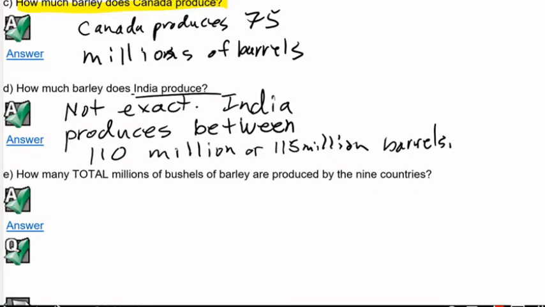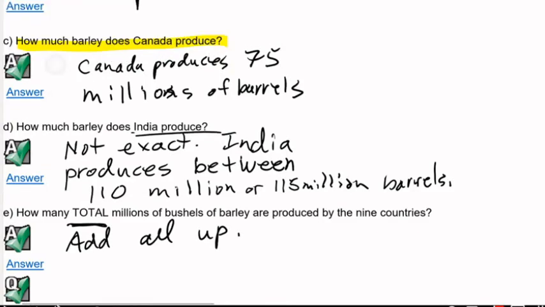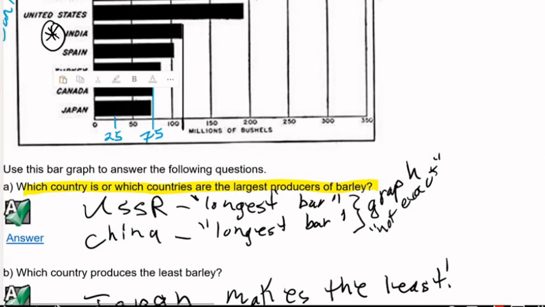That's it, right? So now once we have an idea of how many millions we have for each, we could actually figure out, say, the total amount, right? So the total amount means you're going to have to add them all up, right? So here's what we're going to do. I'm going to give you what I think each of the numbers are, okay? So for Japan, I'm going to say it's 170. For Canada, we have 175.